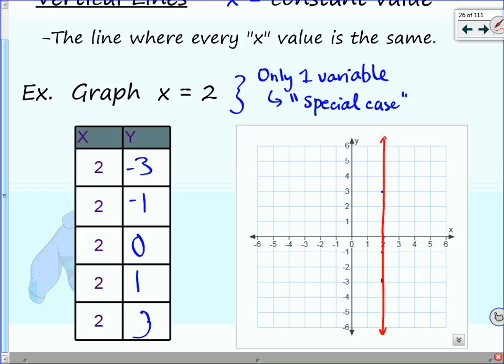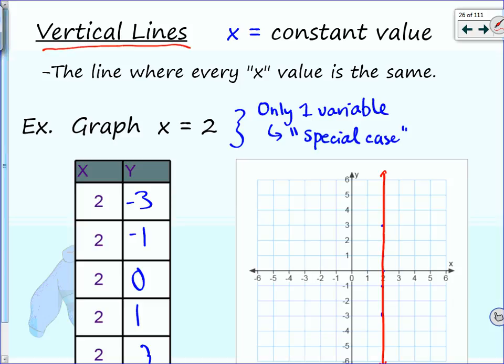That's how we graph a vertical line, with an equation that's just x equals a number. Every single point on it has an x value of 2, and the y value is whatever we want it to be. So x equals 2 means x is always 2 and y can be whatever it wants. Any questions on that? So that's how we graph horizontal lines and vertical lines.